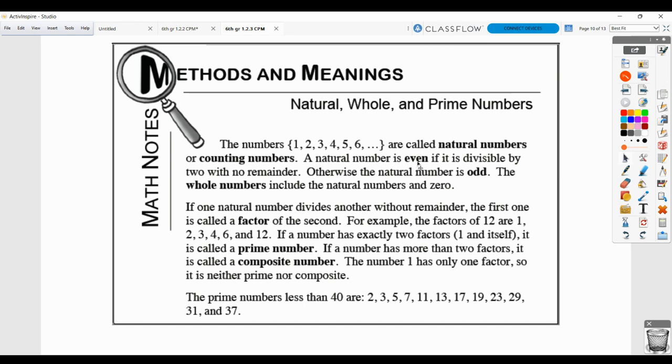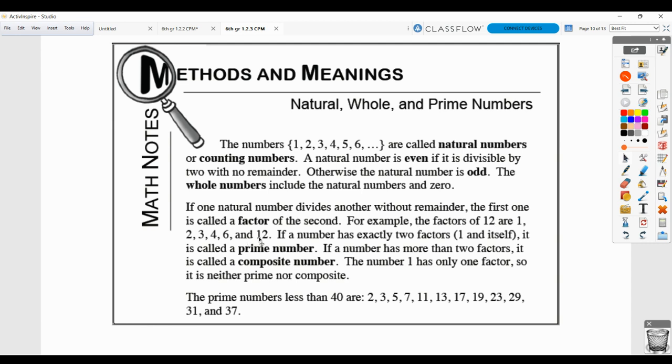A natural number is even if it's divisible by 2 without a remainder, otherwise it's odd. Whole numbers include those same natural numbers but also include 0. If one natural number divides another without a remainder, we call that first one a factor of the second. For example, the factors of 12 are 1, 2, 3, 4, 6, and 12, because 12 will divide by all those numbers without a remainder.